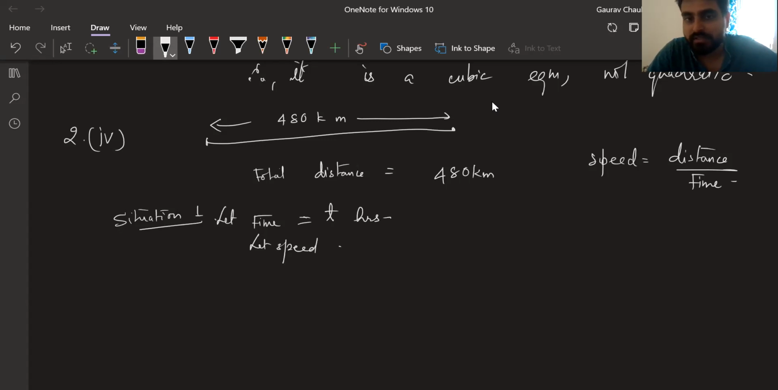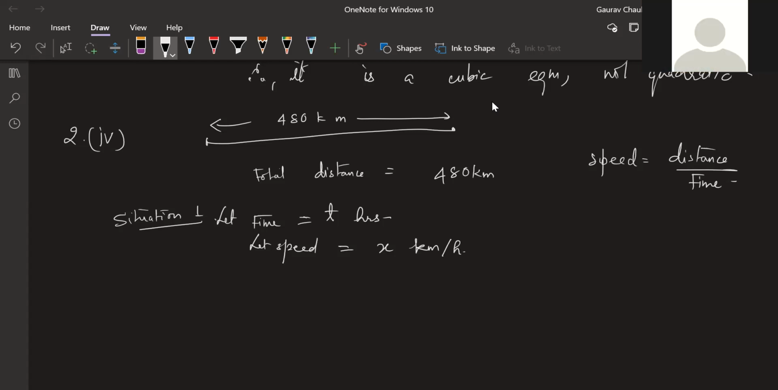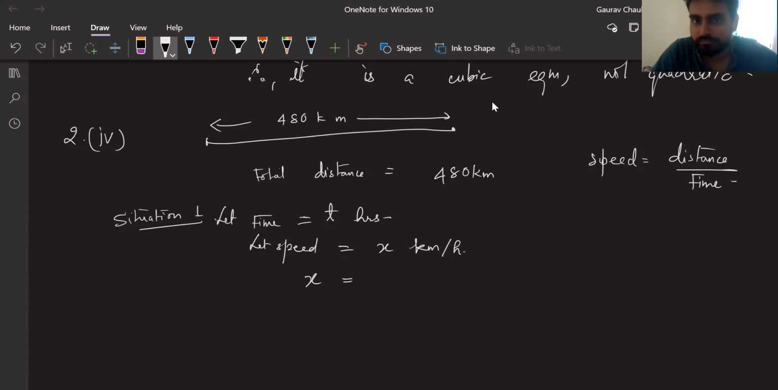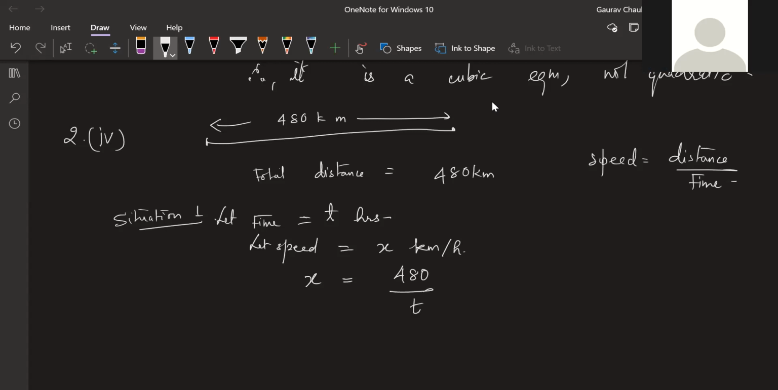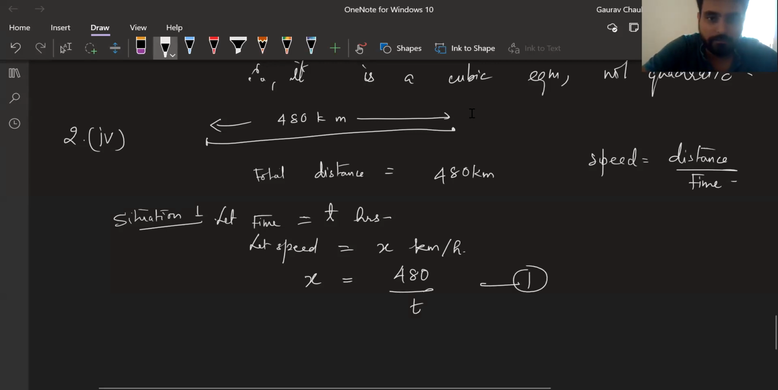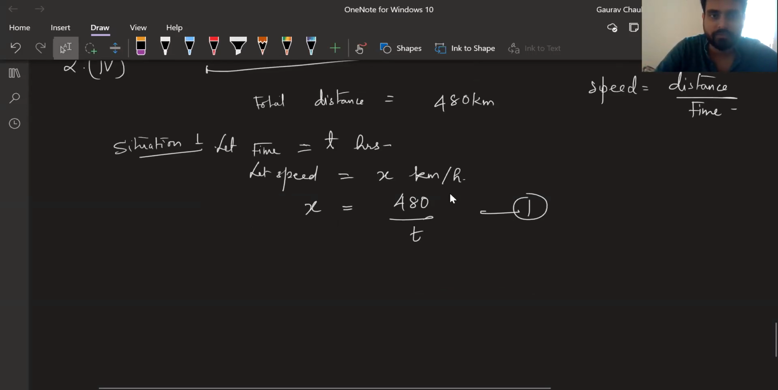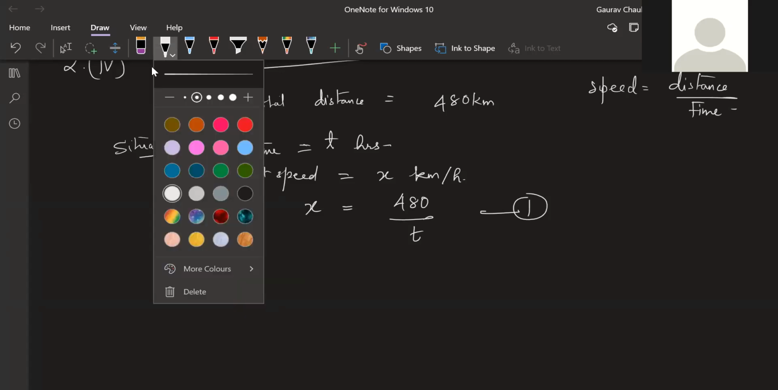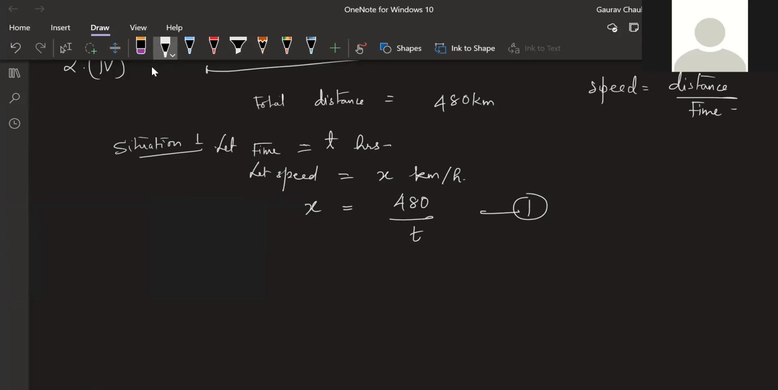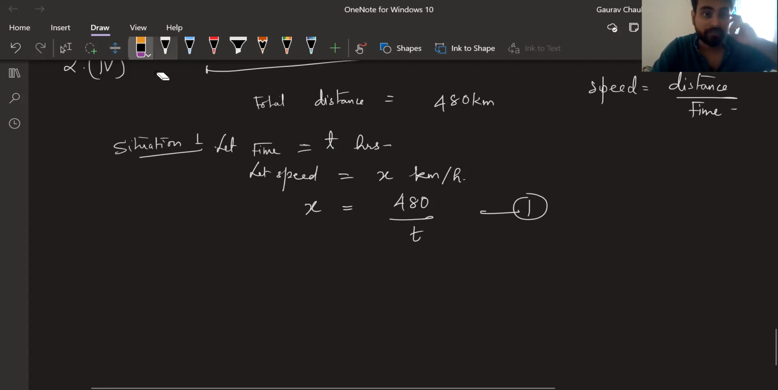This is the first situation. Speed is equal to x kilometers per hour. In place of speed, I wrote x equal to 480 divided by t. Perfect. This is our first equation. Did you go further from this? Did you change it to any other form? Sir, then I placed t that side and took x in place of t. No problem, we can do that also, but we'll come to that in a bit.